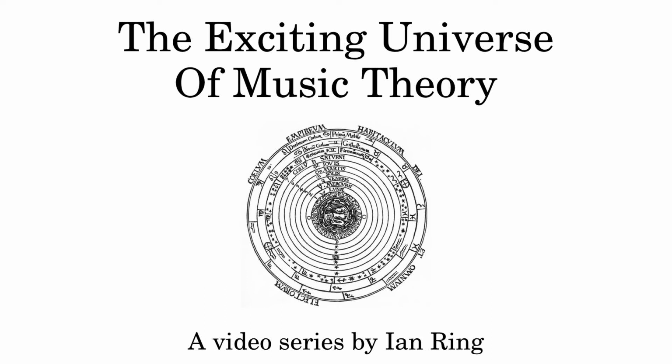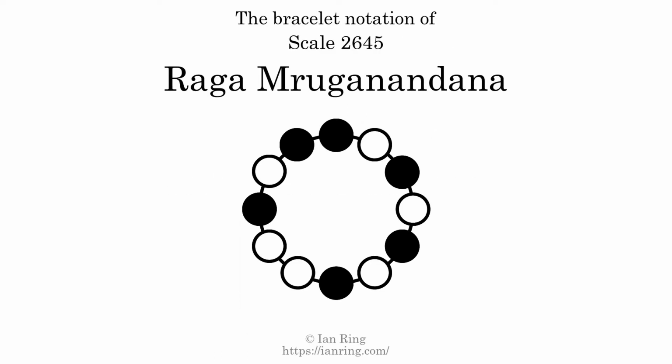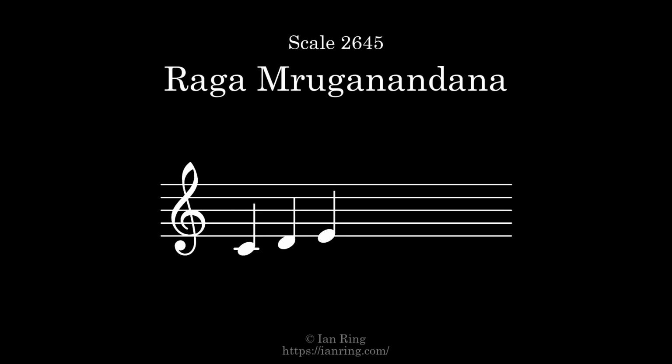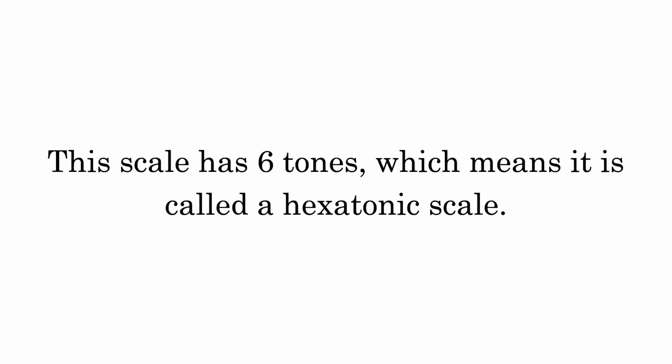Welcome to the exciting universe of music theory. Are you ready to learn? Then let's begin. Today we will talk about Scale 2645, Raga Mruganandana, which sounds like this. This scale has 6 tones, which means it is called a hexatonic scale.